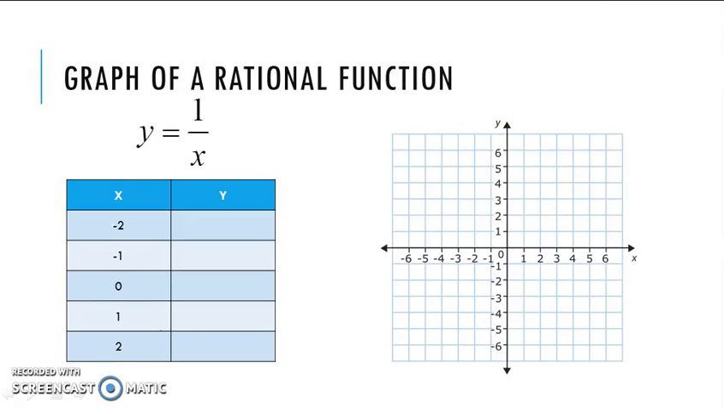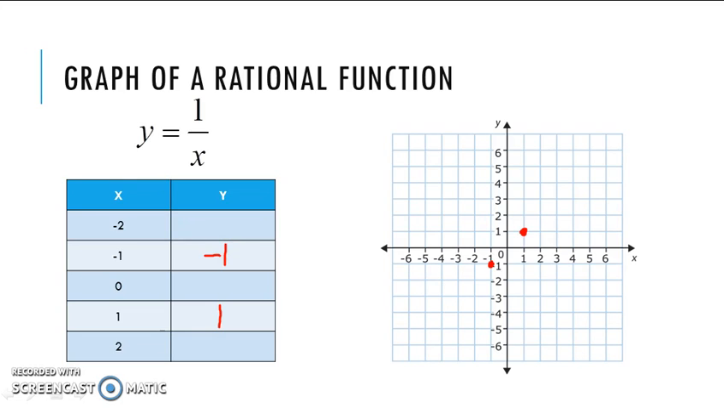So, starting out with -1, if I plug in a -1 for x, I get 1 divided by -1, which is going to give me -1. If I plug in +1 for x, I get 1 divided by 1. That's going to give me a 1. Now, those are 2 points on our graph. 1, 1, -1, -1. When I plug in 0, something interesting is going to happen.